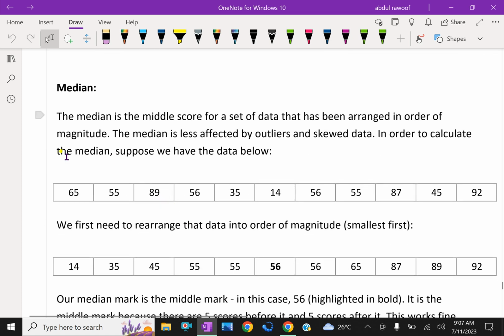Next is the median. The median is the middle score for a set of data that has been arranged in order of magnitude, that is ascending order or descending order. The median is less affected by outliers and skewed data.